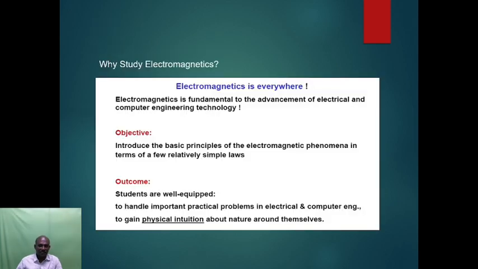So electromagnetics is everywhere in the universe. Considering so many materials, living and non-living, everything is made up of charges. So we are saying electromagnetics is everywhere. It is fundamental to the advancement of electrical and computer engineering technology, and it deals with the principles of electromagnetic phenomena in terms of relatively simple laws like Coulomb's law and Biot-Savart law.